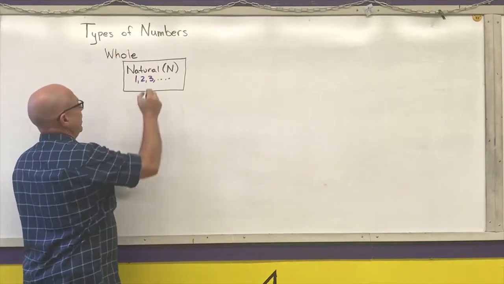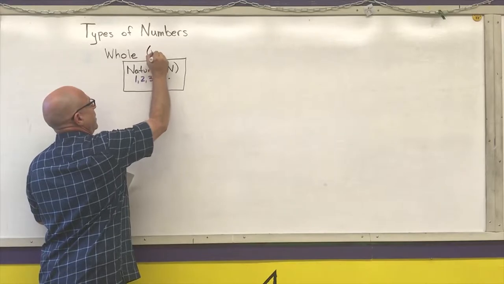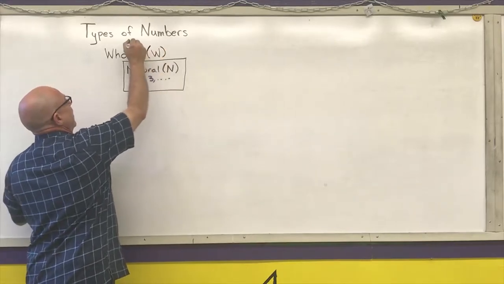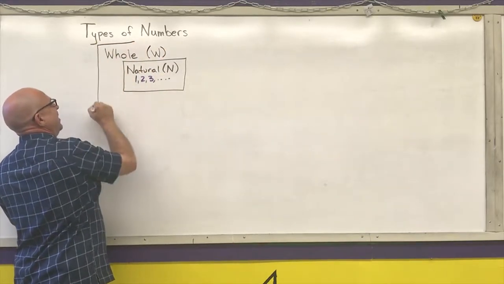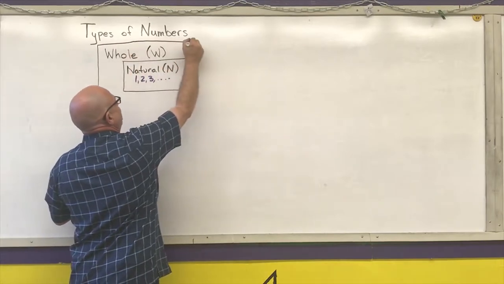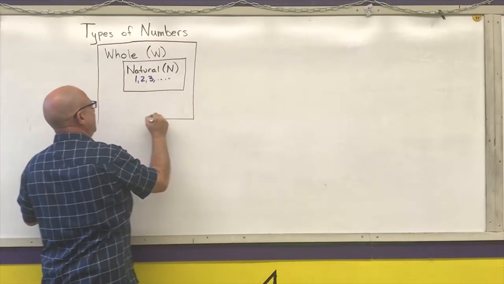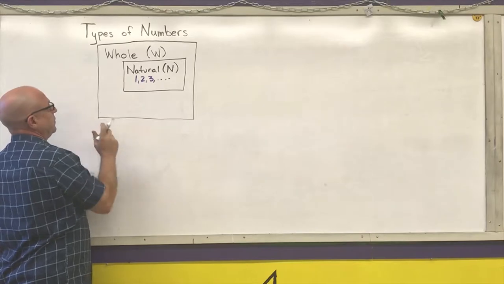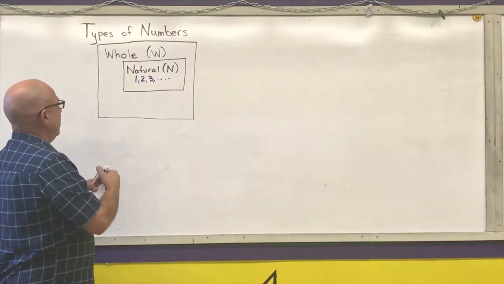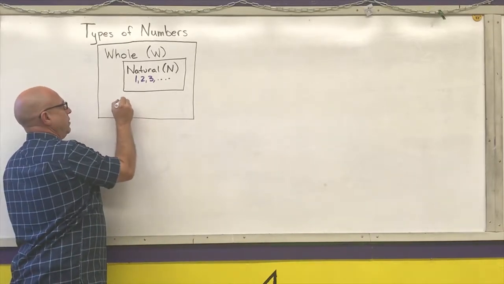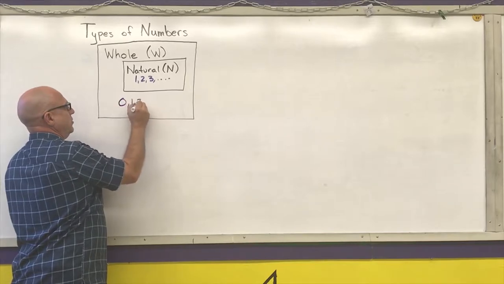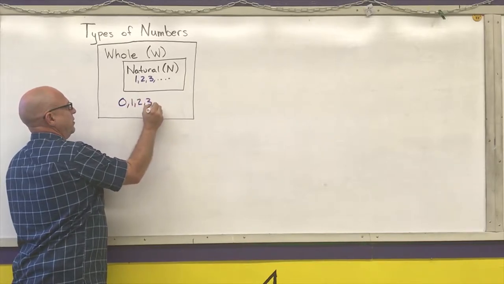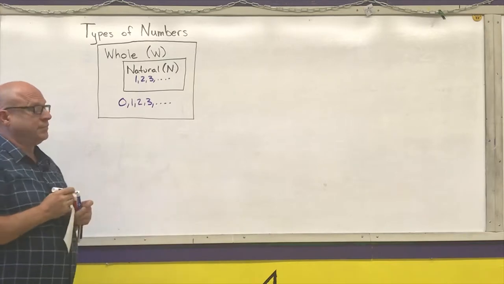The whole numbers have the symbol capital W. And it contains all of the natural numbers plus the number zero. So our whole numbers are 0, 1, 2, 3, and on.